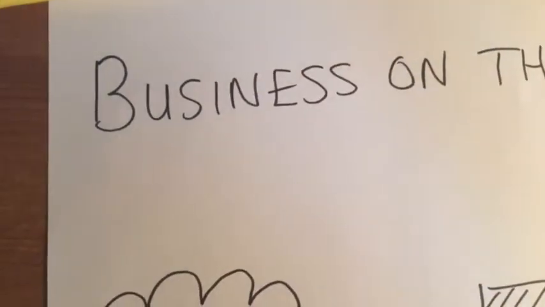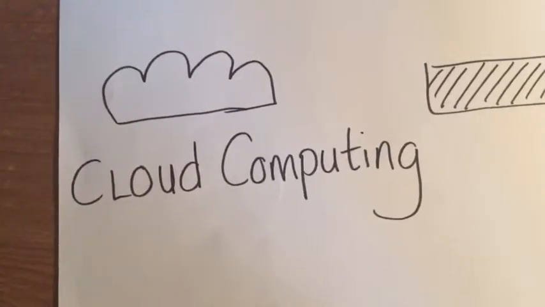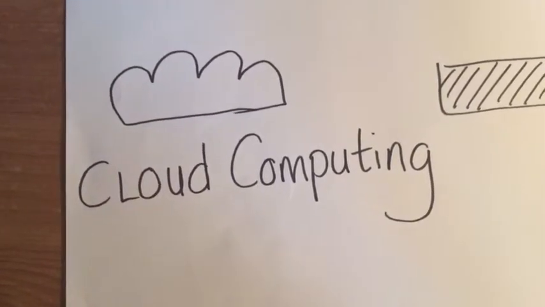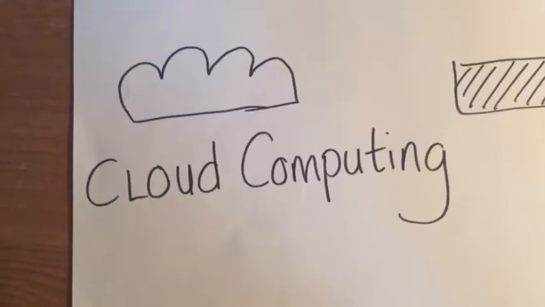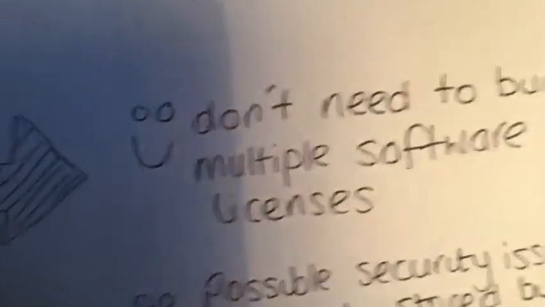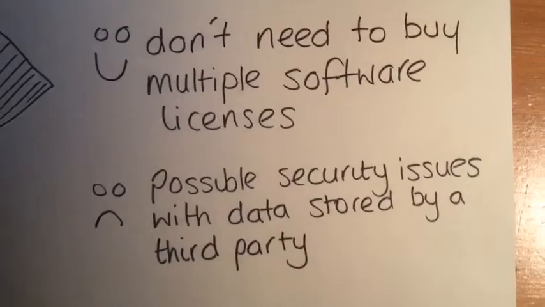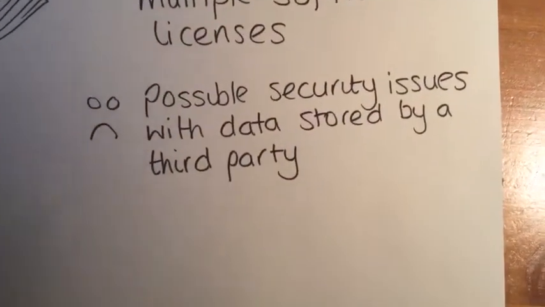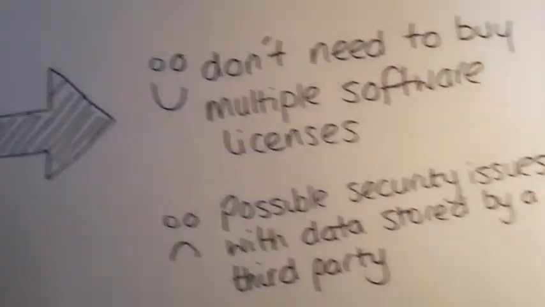We've considered personal use of the internet. We're now going to look at business use on the internet and how they can use it for communication. And the first way is through cloud computing. Cloud computing is storing software and data centrally so it can be accessed anywhere. The advantages of cloud computing is a business wouldn't need to buy multiple software licenses. A disadvantage is there are possible security issues with data stored by a third party.